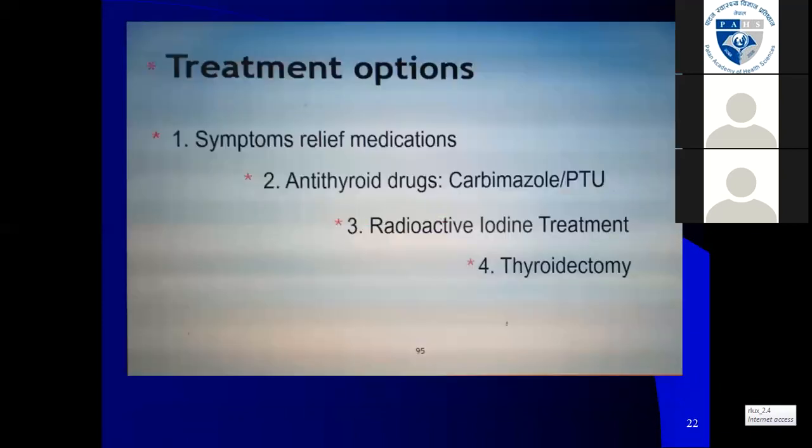Now coming to the treatment options for hyperthyroidism, there are four options. First one is symptom relief medications. Second one is anti-thyroid drugs. Third one is radioactive iodine treatment, and another is thyroidectomy.